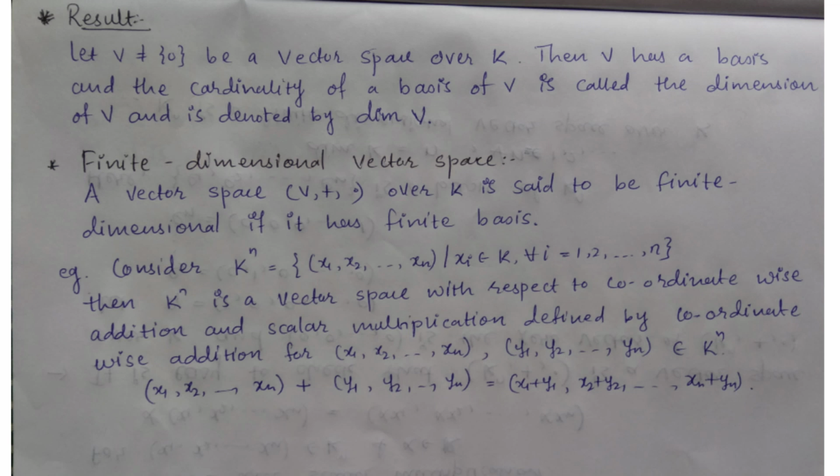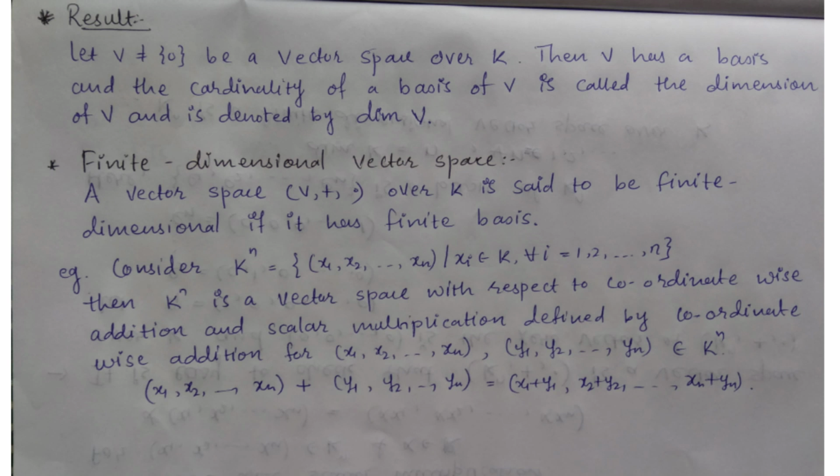Next definition is finite dimensional vector space. So I have a vector space over field K and it is said to be a finite dimensional vector space if it has a finite basis, right? Finite basis means finite dimensional because dimension depends on basis. So here is one example.